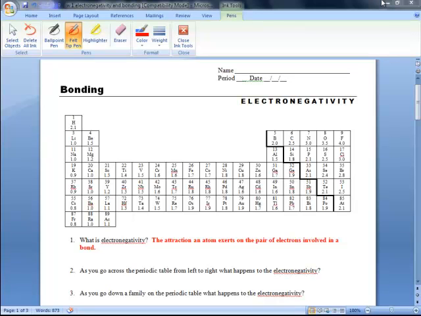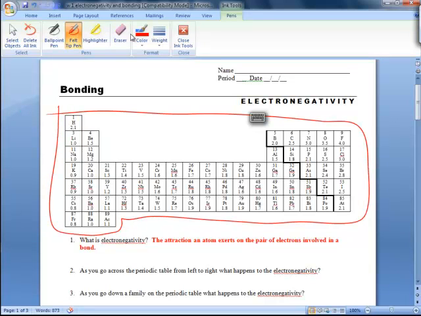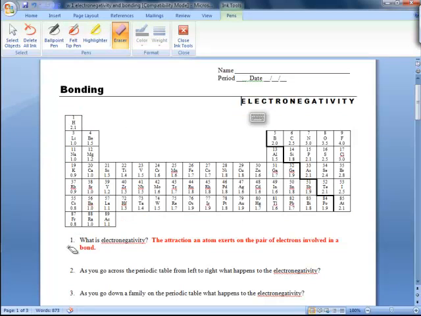Bonding and electronegativity. The periodic table that you see right here in this red box I'm drawing is actually on the second page of your handout. I just wanted to be sure we could look at it here, so I've moved it where we can find it easily. So, what is electronegativity? Electronegativity is the attraction that an atom exerts on a pair of electrons involved in a bond.